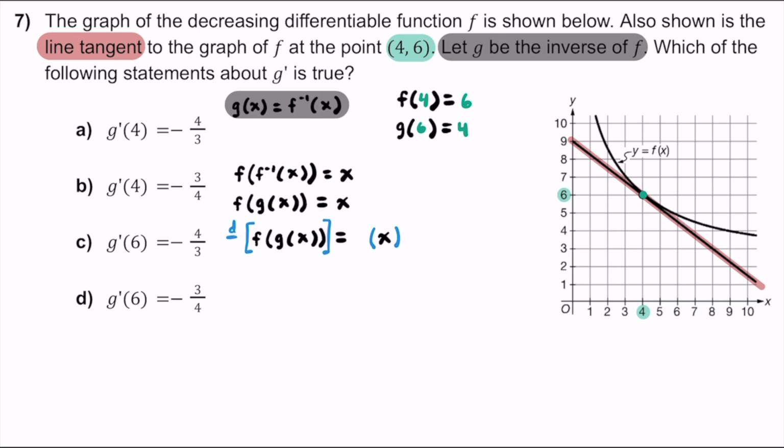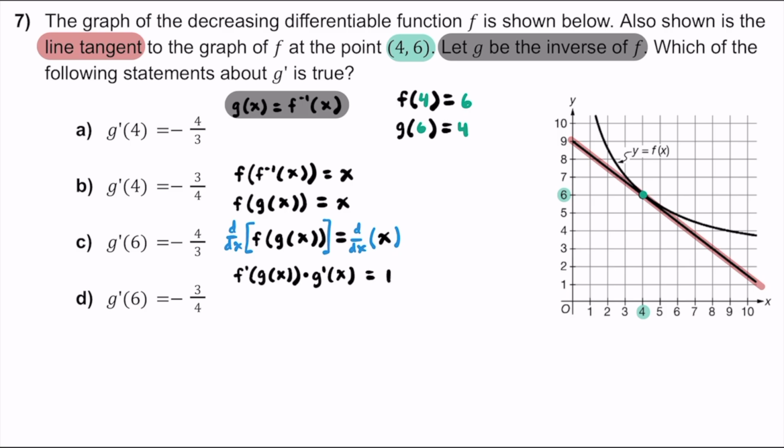Now if we take the derivative of both sides of the equation, let's see what we get. On the left side, we have a composition function, so we have to use the chain rule. This is going to be f prime of g of x, the derivative of the outside function, multiplied by the derivative of the inside function. The derivative of g of x is g prime of x. Now what about the other side? The derivative of x is just equal to 1.